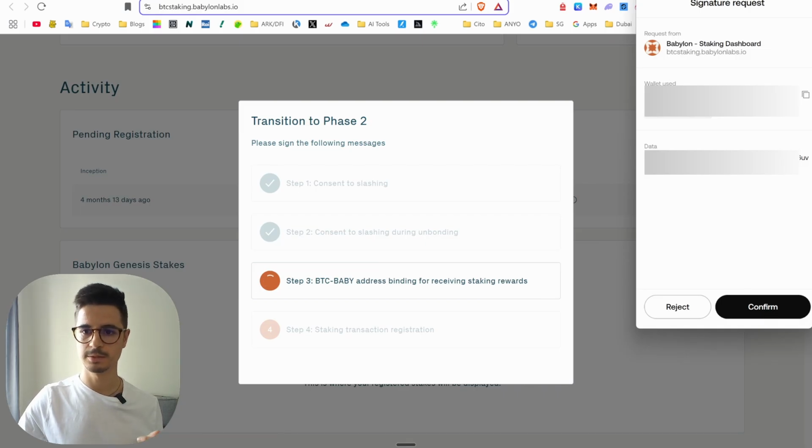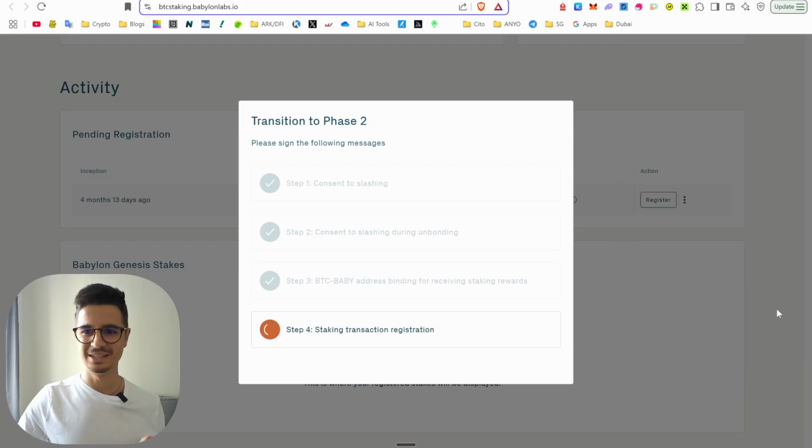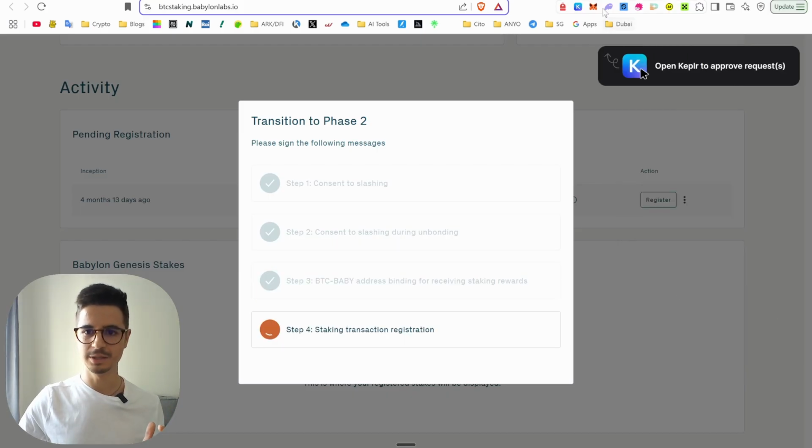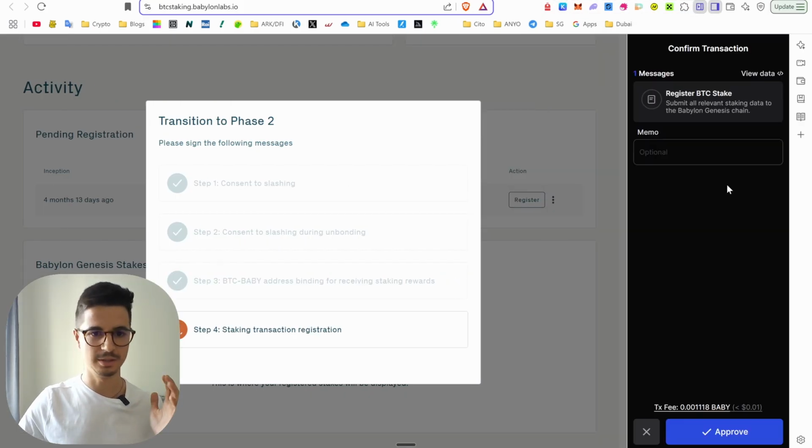Now here what happens: we link our Bitcoin address, which is this one, to our Babylon address. Good reminder, I probably have to hide this one. And now the only transaction that we have to sign happens on the Babylon Genesis chain. So give me a second to unlock my Ledger. All right, Ledger unlocked. And here, let's approve this transaction.